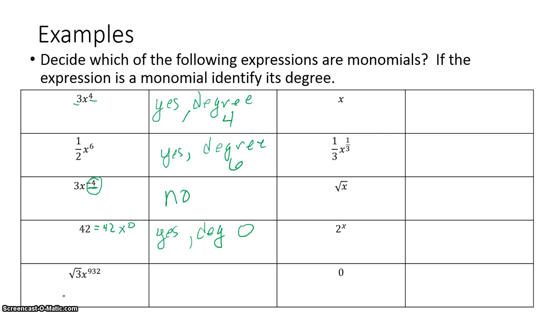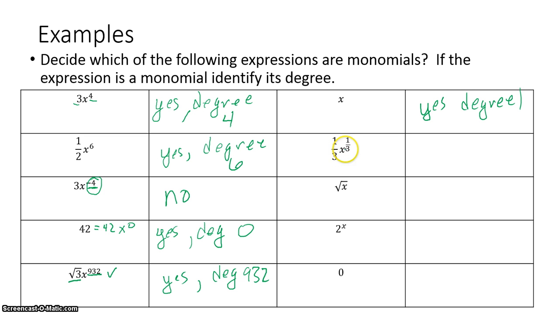What about the square root of 3 times x to the 932nd power? Well, first question I have is, is 932 a non-negative integer? Well, 932 is a whole number, so we're good there. But what about square root of 3? The question we need to ask is, is square root of 3 a real number? It is. So this is also a monomial, and the degree is 932. X, this one should be pretty straightforward. Yes, and degree 1.